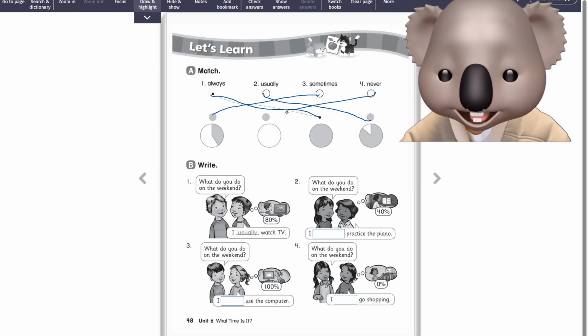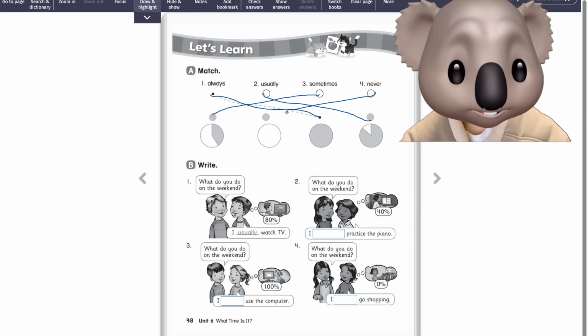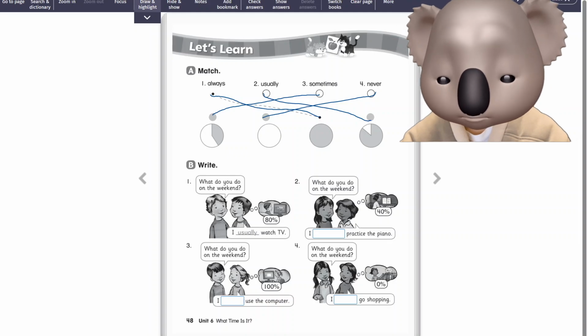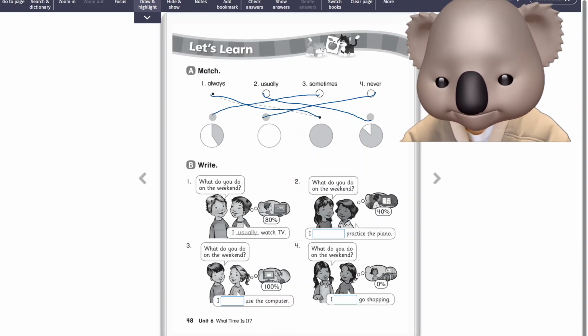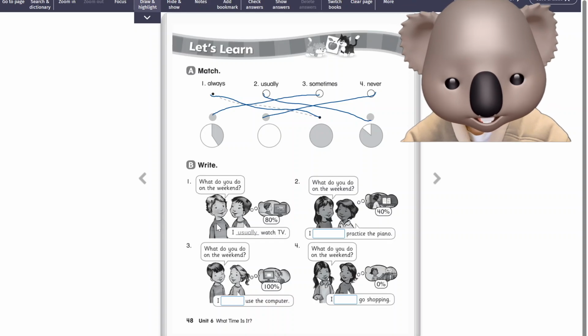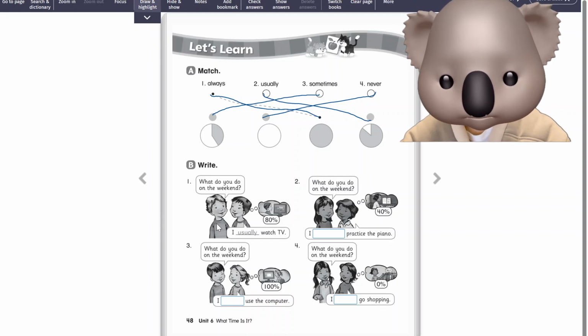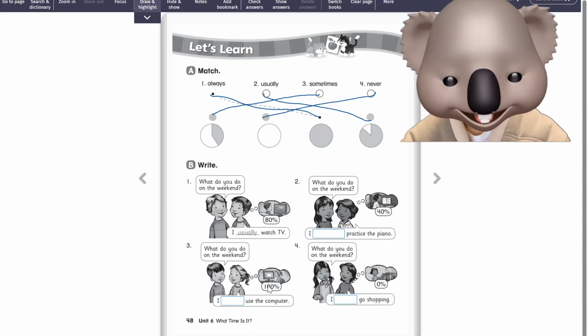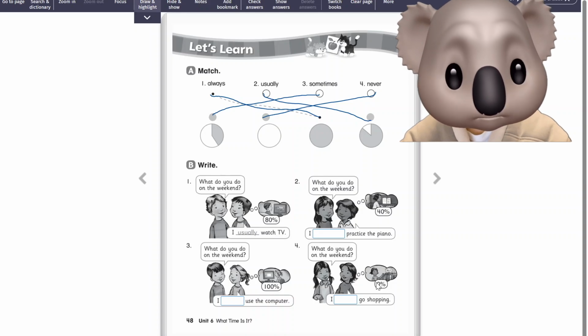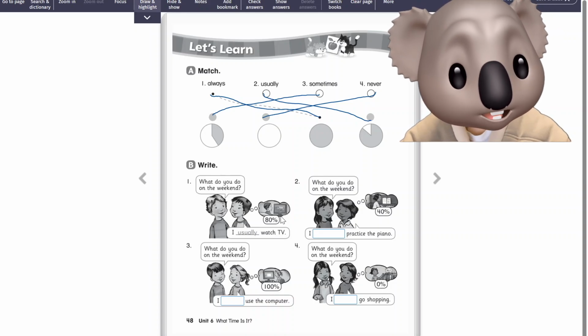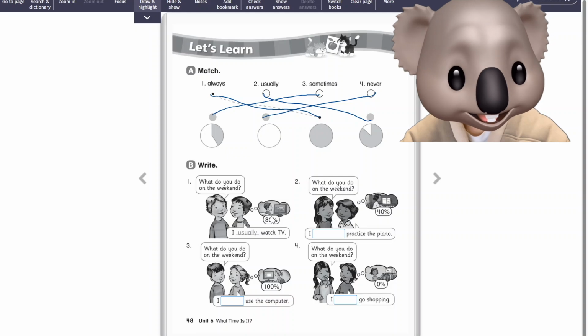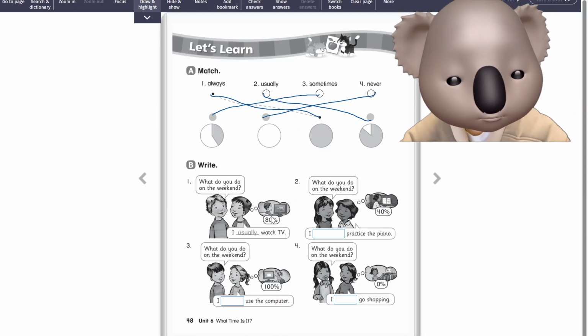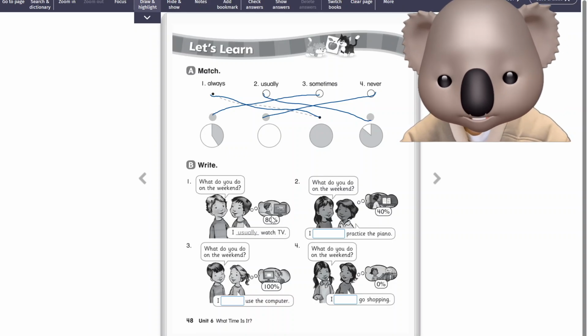Great job! In part B, it says to write. The questions are, what do you do on the weekend? 주말에 뭐 해? If we see here, there's different percentages. 80%, 40%, 100%, and 0%. This percent talks about how often, 얼마나 자주 하는지. 그러면 in number 1, what do you do on the weekend?